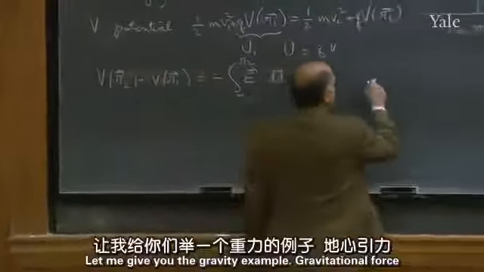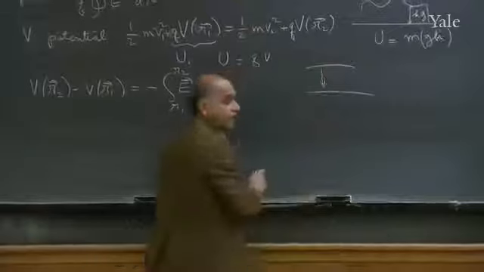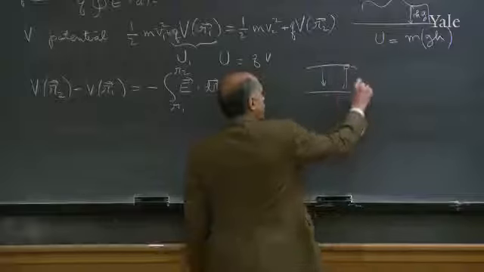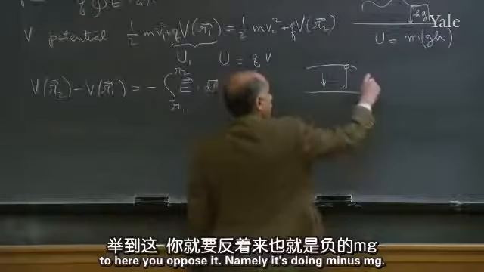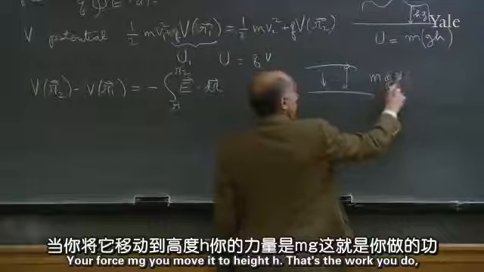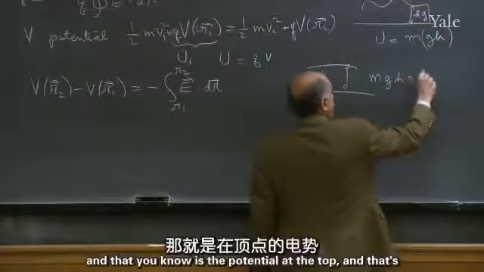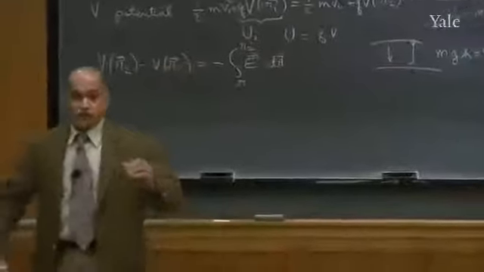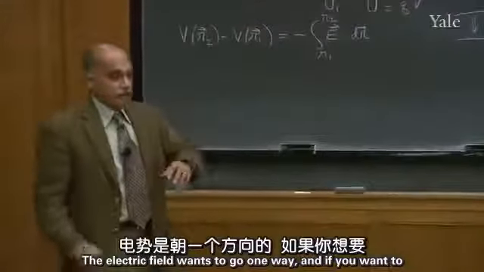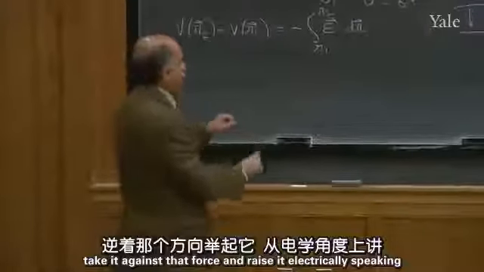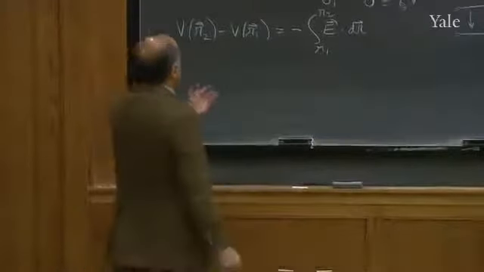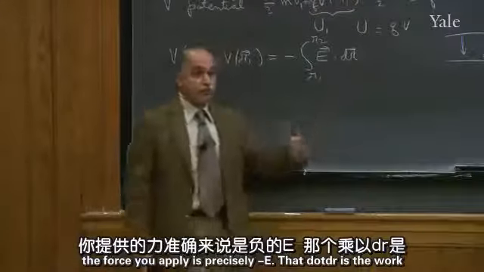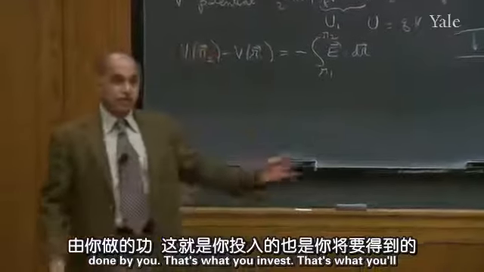Let me give you the gravity example. Gravitational force acts this way. But if you want to lift something from here to here, you oppose it, namely it's doing minus mg, your force is mg, you move it to height h. That's the work you do, and that you know is the potential at the top minus potential at the bottom. So that's the origin of the minus sign. The electric field wants to go one way, and if you want to take it against that force and raise it, electrically speaking, the force you apply is precisely minus E. That dot dr is the work done by you. That's what you invest. That's what you will get back if it rolls downhill again.